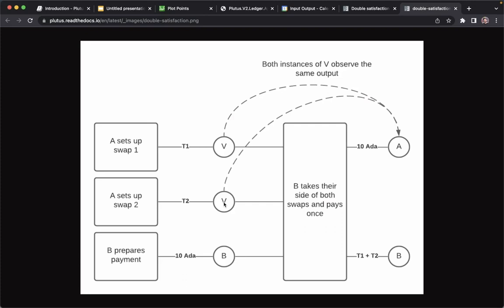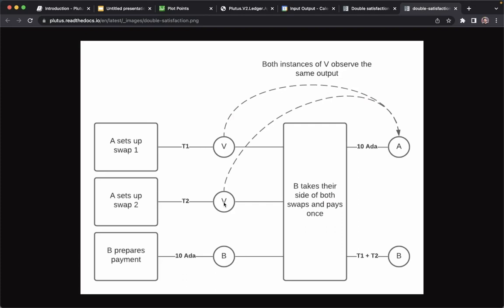This double satisfaction issue has several solutions. One of them is adding an identifier to the datum. So even if the same person asks for the same price, it has different, quote unquote, ID values or reference values. And another one, for example, is to make sure that a single output is being consumed by the transaction.